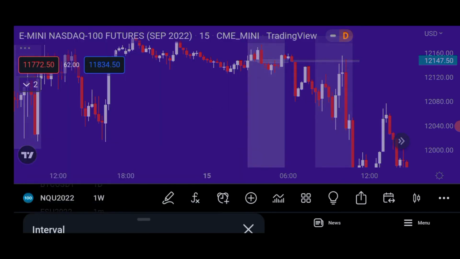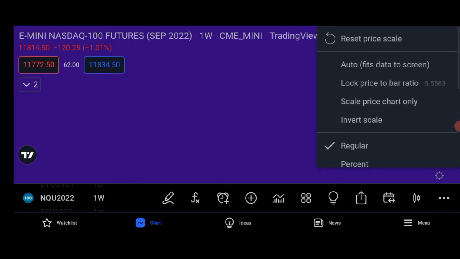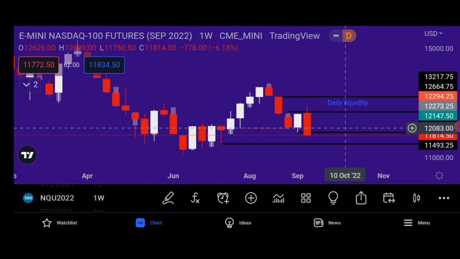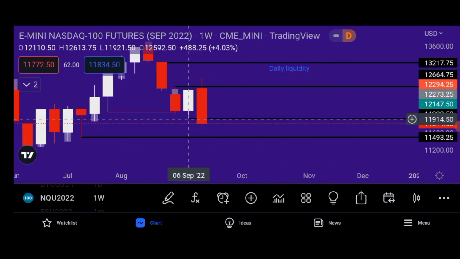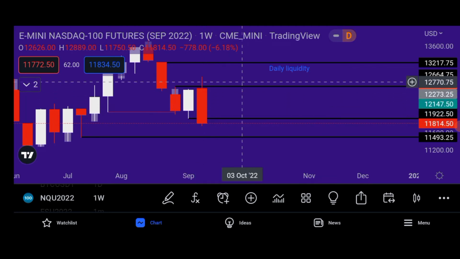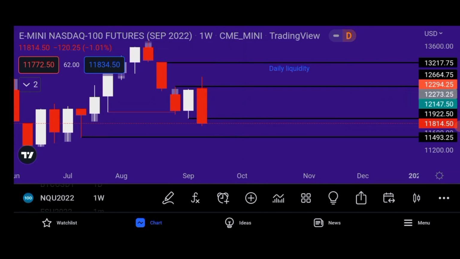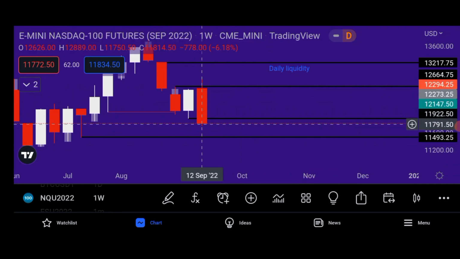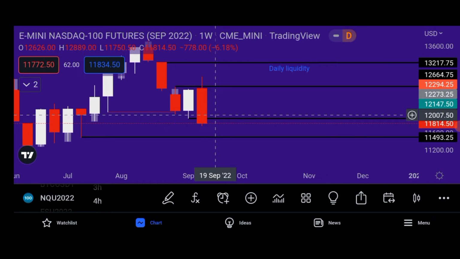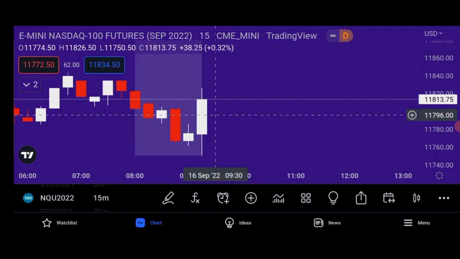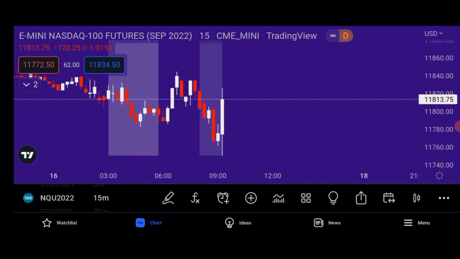So at this point, let me reset this chart. So at this point, the market was around this level, this low. So my expectation was a reversal to the upside, but I wasn't so sure because into the week this candle formed the low and it was massive. So I still stick to my bias that okay, it should reverse, but I wasn't really confident about the move.